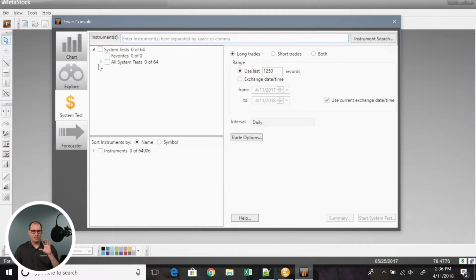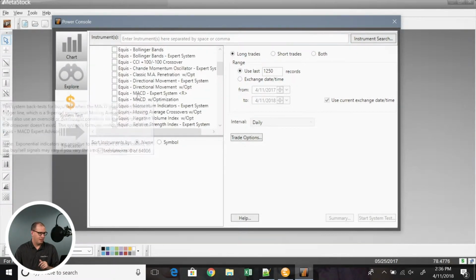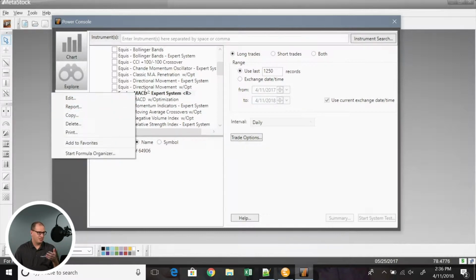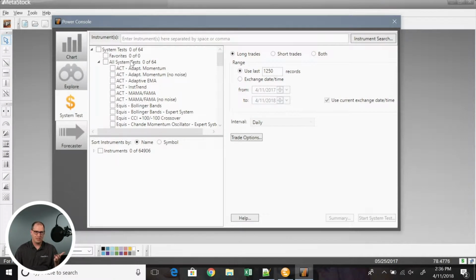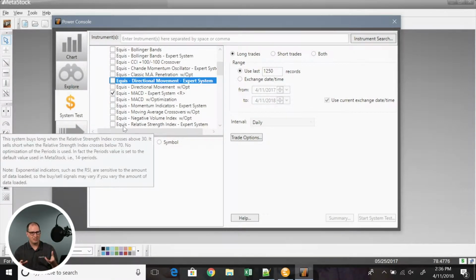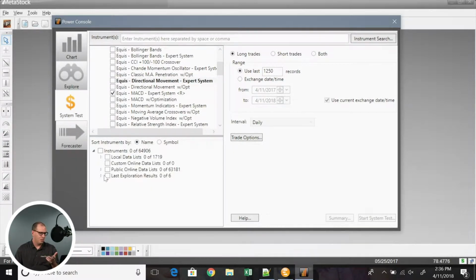So what I want to do now is find the MACD system test, and we're just going to scroll down here. Now, you can see it right here. If I use the MACD a lot, I could add it to favorites. Like in the Explorer, if you watch the Explorer video, we have favorites up here in System Testers now. So I'm going to select that, and then I need to put it against those 6 stocks. Now, I didn't write those down. I didn't take a list of those. So luckily, in the Power Console, we can come down to last exploration results. If I choose that, those are the 6 stocks that were the last exploration I ran. So those are the ones that have a MACD buy signal today.